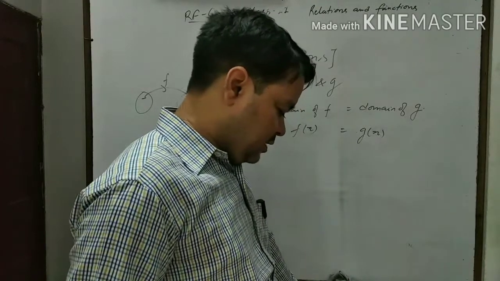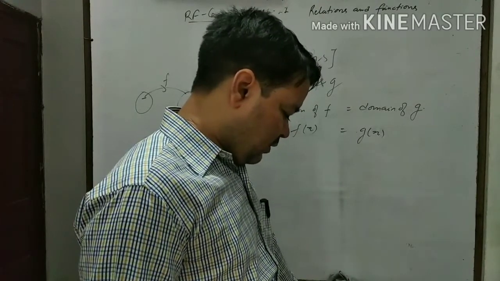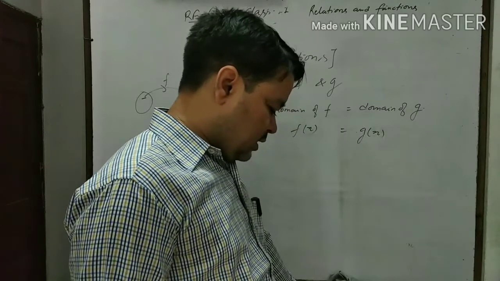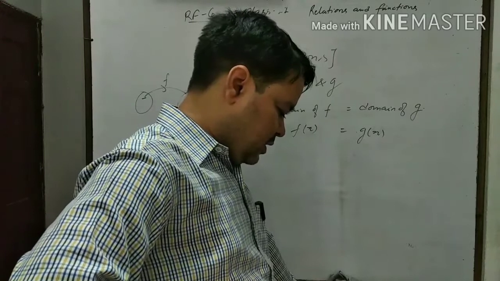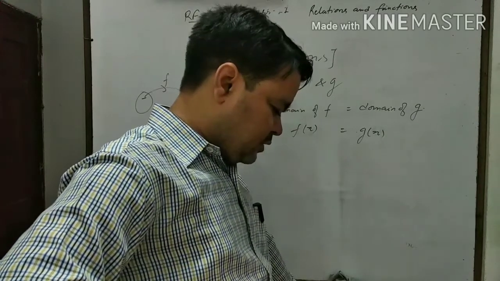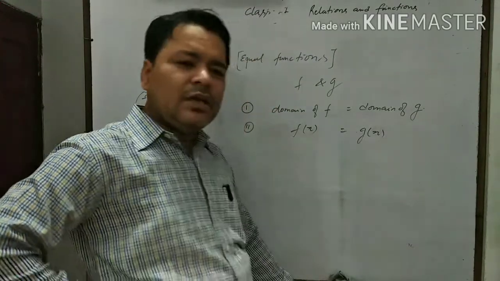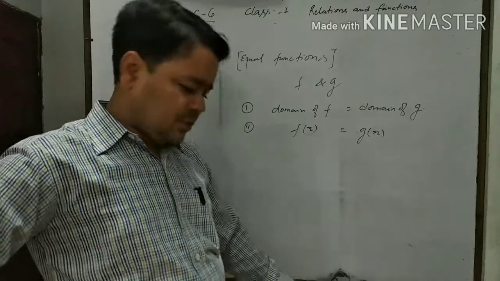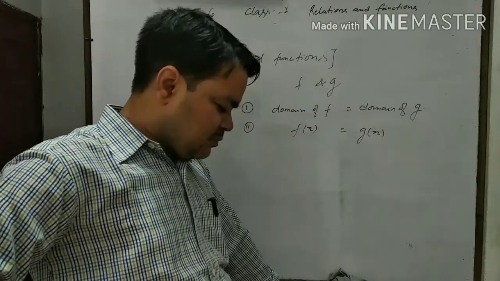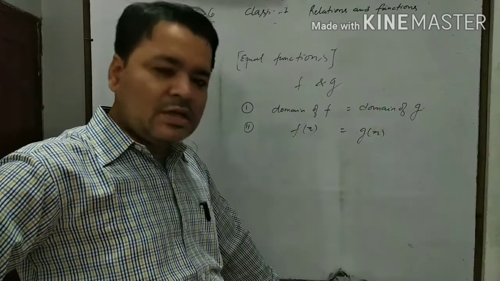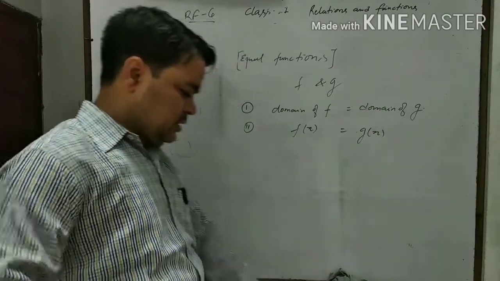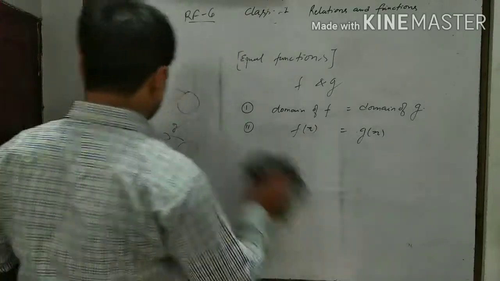Thus f and g are not equal if the domain of f is not equal to the domain of g, or there exists at least one real number where they differ. Some more things are given in the book, you go through this. Some notes are given, just like this.